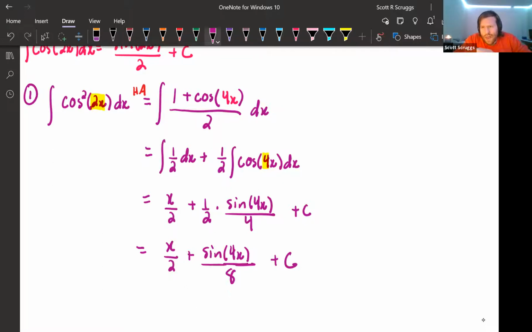Any questions about that integral in particular? Okay.